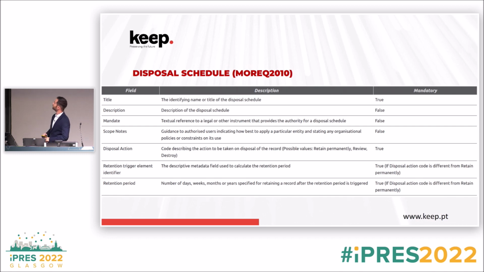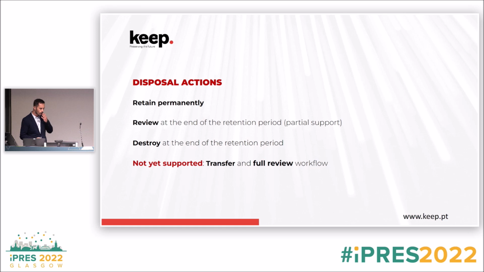In MoReq and in RODA, a schedule has a title, a description, information about mandate, scope notes, and it identifies the disposal action, the retention trigger, and the period. In RODA, we implemented these disposal actions: retain permanently, keep it forever; review at the end of the retention period; and destroy at the end of the retention period. We did not include implementations for transfer or full review workflow because this was defined as outside of the scope for the users that we wanted to have.